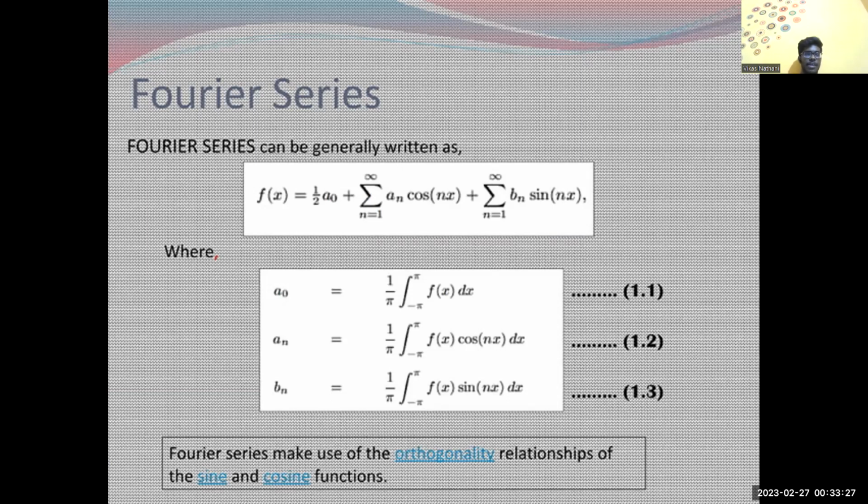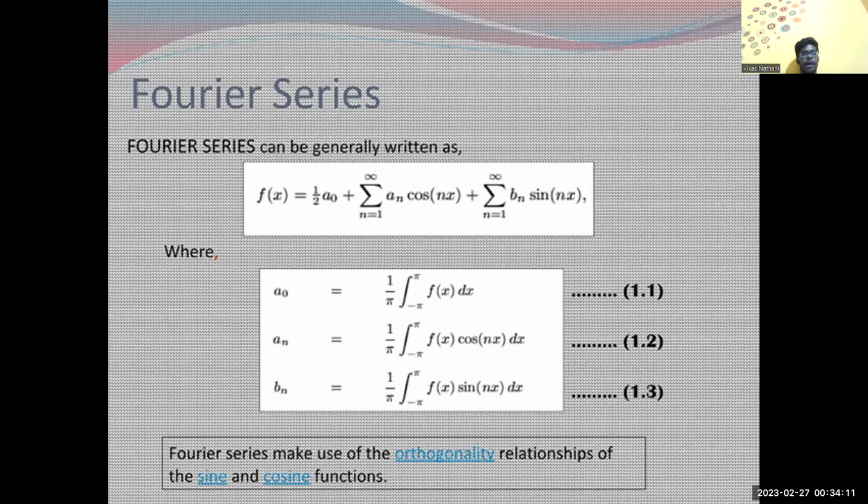A Fourier series can generally be written as f(x) = a0/2 + sigma n=1 to infinity of an cos nx + sigma n=1 to infinity of bn sin nx, where a0 equals 1 by pi integral from minus pi to pi of f(x) dx. This is the first equation. In the formula we require a0, so the a0 formula is 1 by pi integral of f(x) dx. And to find an, it is 1 by pi integral from minus pi to pi of f(x) cos nx dx.